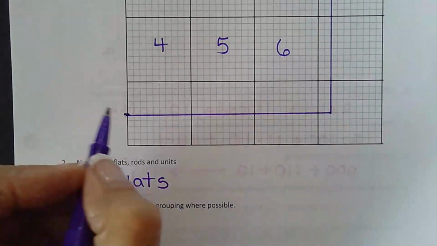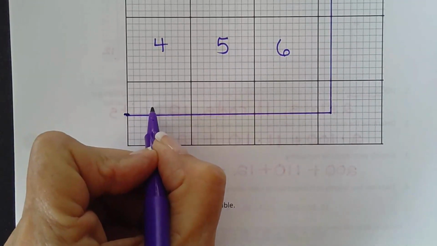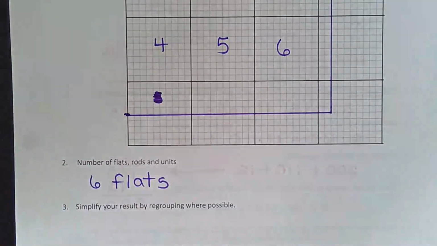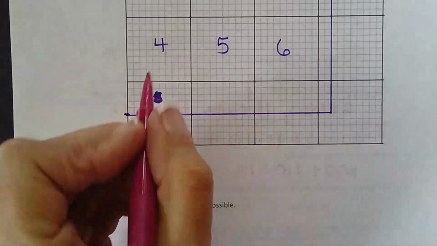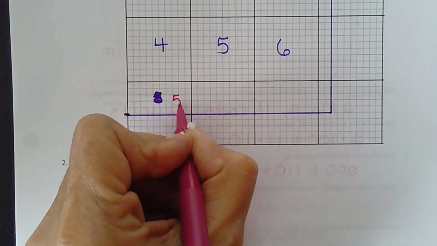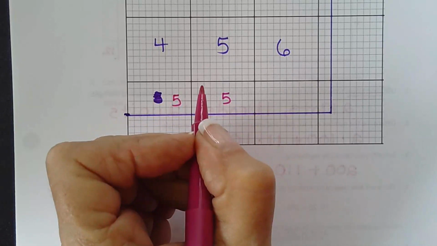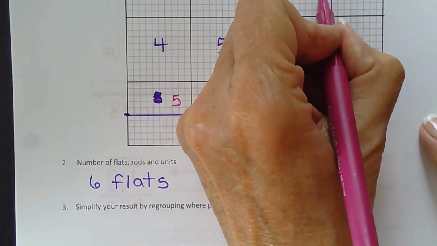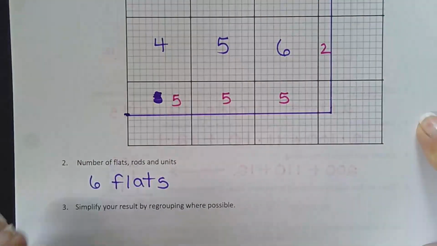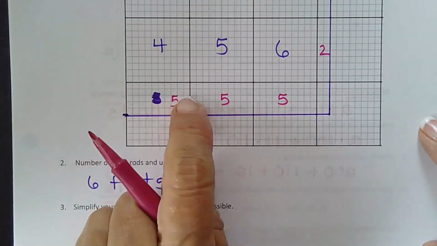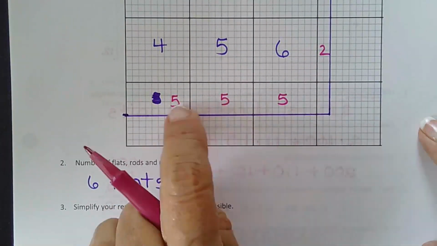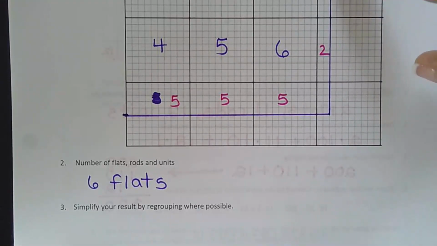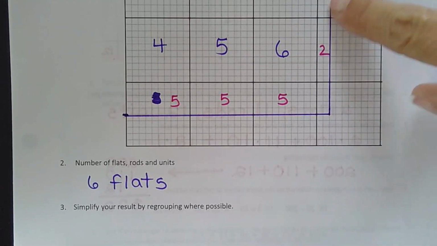Now we need to count the rods. So 1, 2, 3, 4, 5. So 5 rods. Whoops. Let's do it in a different color. So there's 5 rods here, 5 rods here, 5 rods here, 2 rods here, and 2 rods here. So we have 1, 2, 3, 4, 5, 6, 7, 8, 9, 10, 11, 12, 13, 14, 15 rods, 16, 17, 18, 19 rods.